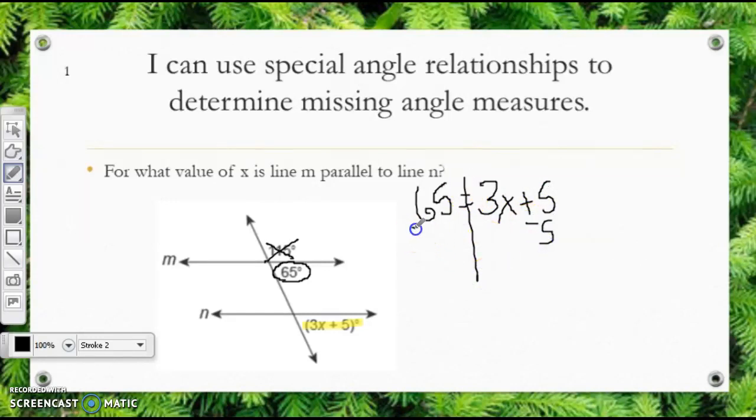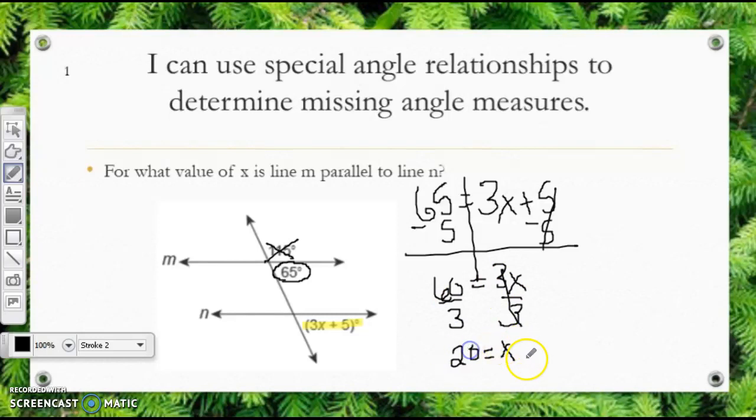So I'm going to subtract 5 from each side. 3x equals 60, divide by 3, and x equals 20.